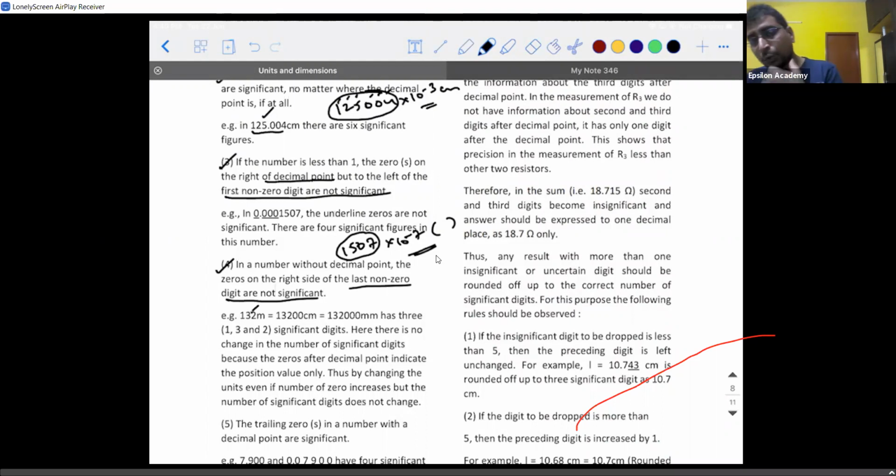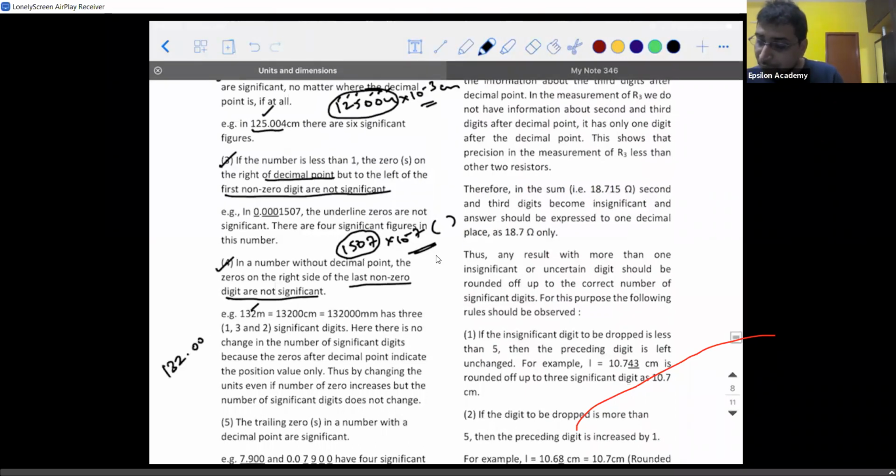But the question is, how many significant figures does this measurement have? The answer is only 3, because they are not reported in terms of decimal. But had the question been like this, 132.000, then they would have made an impact. That is what the next point is. Guys, I hope I'm clear, right?